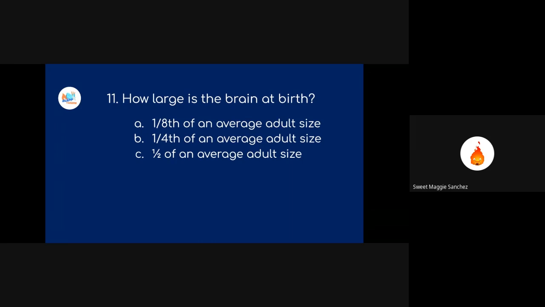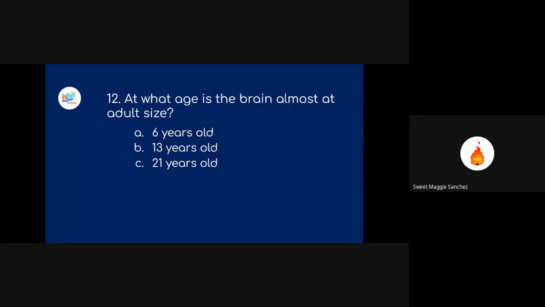Okay, timer stops. Question 12. At what age is the brain almost at adult size? Is it A, 6 years old, B, 13 years old, or C, 21 years old?